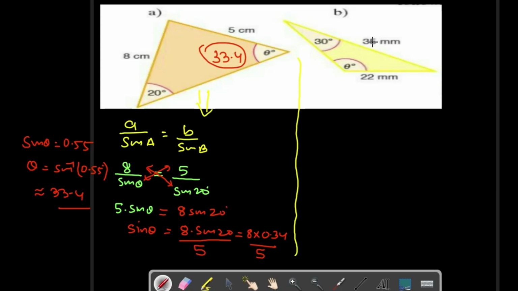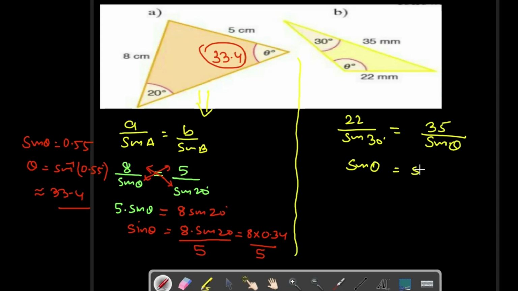Another question of a similar type has two sides and their respective angles. Opposite of 35 is theta degrees, and 22 millimeter has opposite angle 30 degrees. With the relation between the two angles and the two sides, we can go ahead and use the sine rule. So I'm going to write 22 upon sine 30 is equal to 35 upon sine theta.